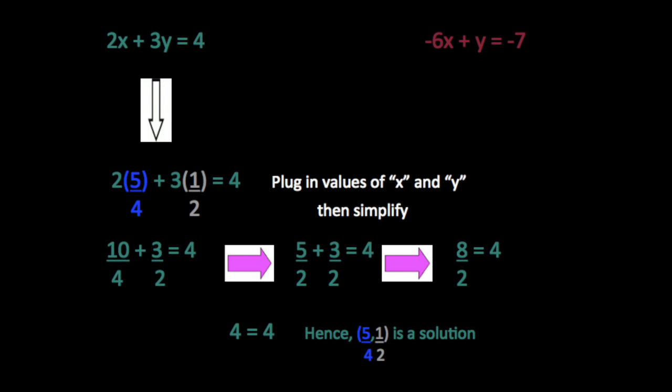To check, substitute the values of x and y into the original equation, 2x plus 3y equals 4. Simplify, of course. 2 times 5/4 is 5/2. After simplification, 3 times 1/2 is 3/2. 5/2 plus 3/2 is 8/2. 8/2 is equal to 4. 4 is equal to 4. Hence, 5/4 and 1/2 is the solution to this system of equations. Good job.